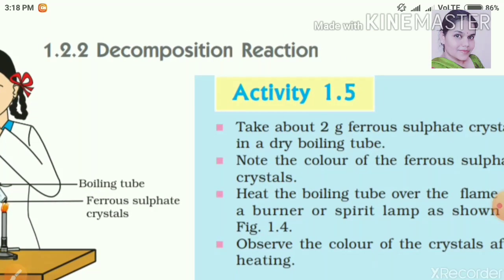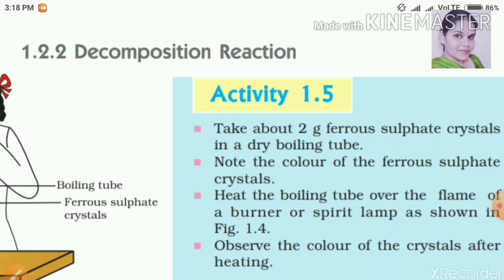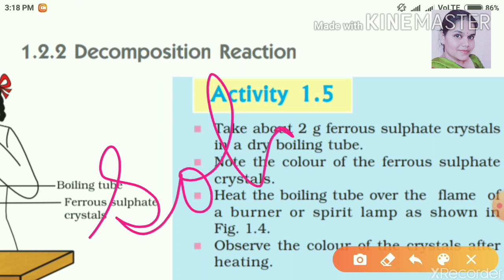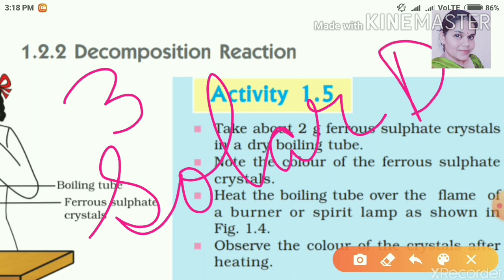The second one is electrical decomposition, where we use electrical current to decompose a reactant into its components. For example, electrolysis of water, that we will understand in upcoming videos. Then the last one is solar. This is the third type of decomposition reaction, solar decomposition, where we use the heat of the sunlight to decompose a reactant into two or more products.